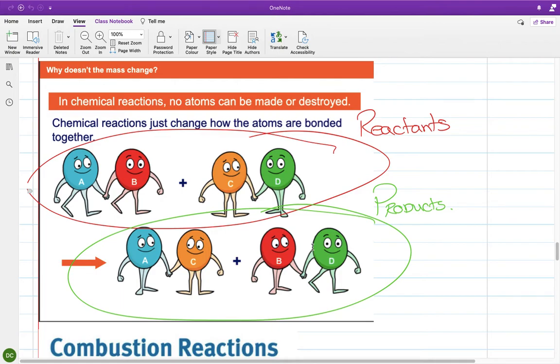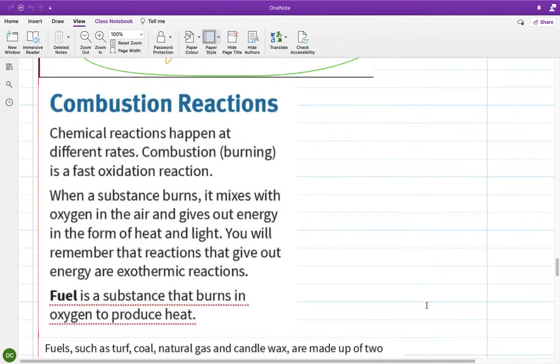We have this fella in the reactants, and he's also there in the products. There's not more of him, it's just him. And this one here is there and also in the products. Likewise, the red one is there in the reactants and the products, and so is the green one. The only difference is they're bonded differently. In the reactants, A was bonded with B, but in the products, A is now bonded with C. So that's why the mass remains the same, because you're not really messing with the amount of atoms, you're just changing the way they're bonded.